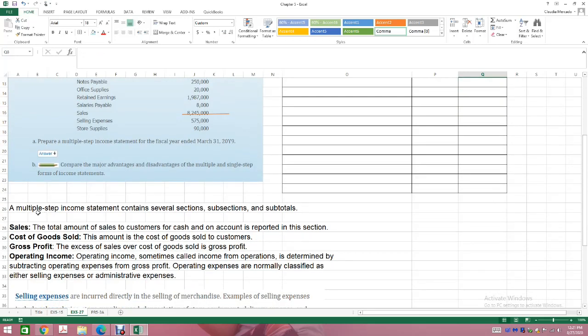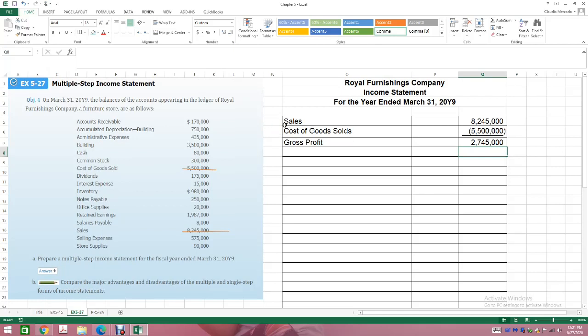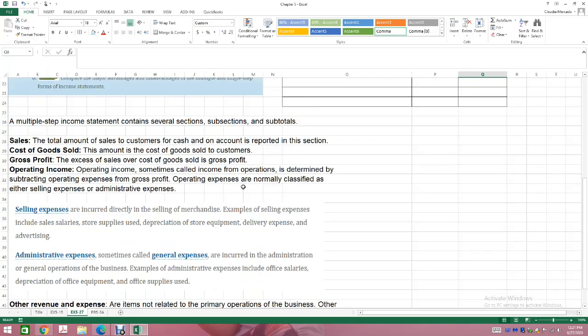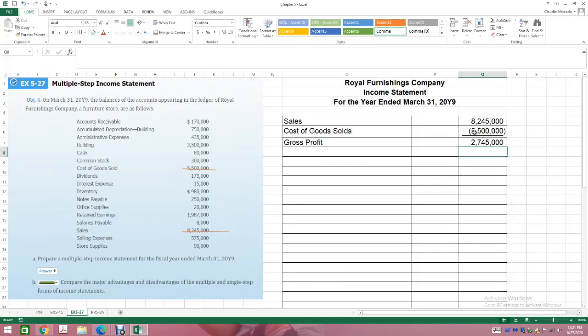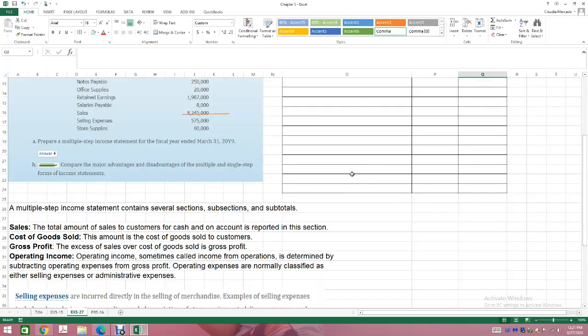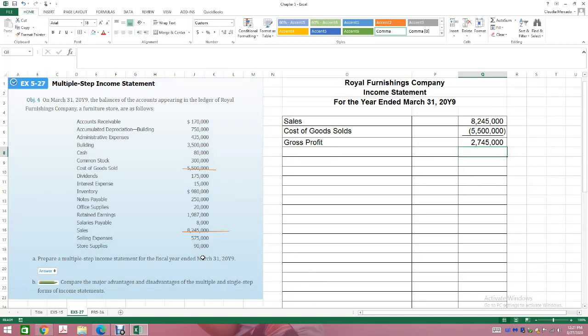Now, basically, what a multiple step income statement is, it basically contains several sections, subsections, and subtotals. Okay, the sales we've already gone over. That's the amount of sales to customers for cash or on account. That is what is reported in this section. How much did you sell those goods for, and how much did you sell for that particular period? Your cost of goods sold. This is the amount of the cost of goods sold to customers. So this is basically what you spend on the purchase of those furnishings that you're reselling. Okay. Then your gross profit is the excess of sales over cost of goods sold.